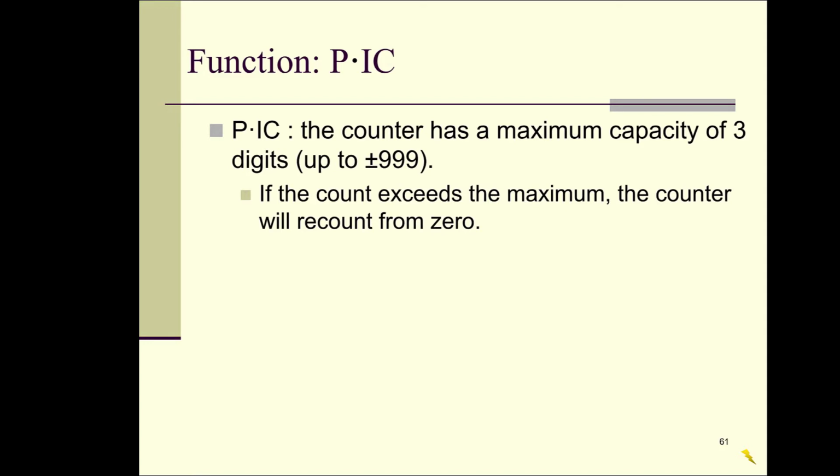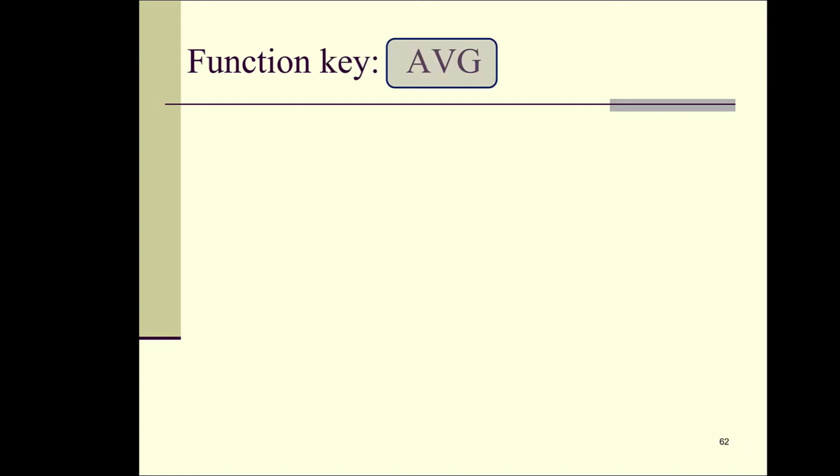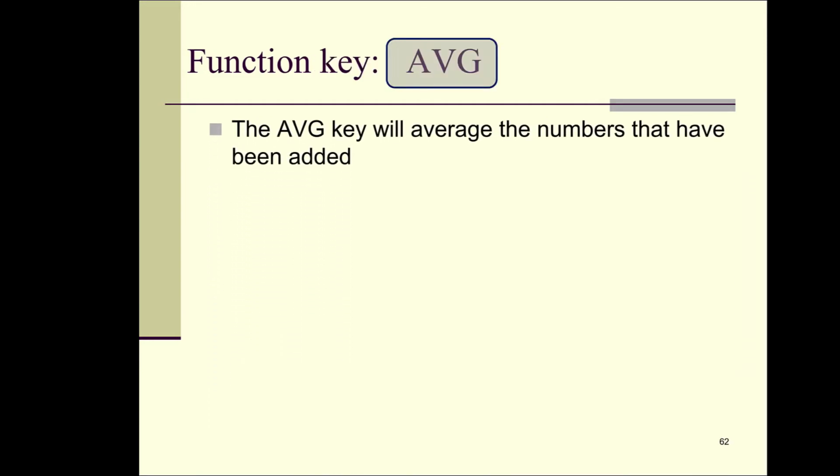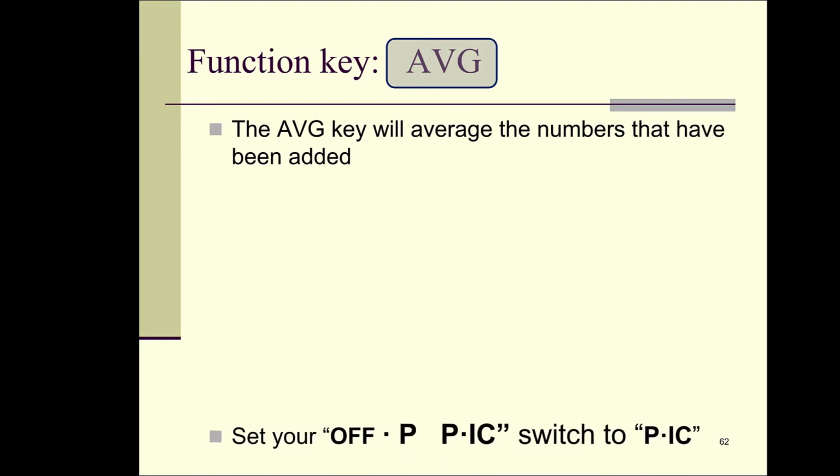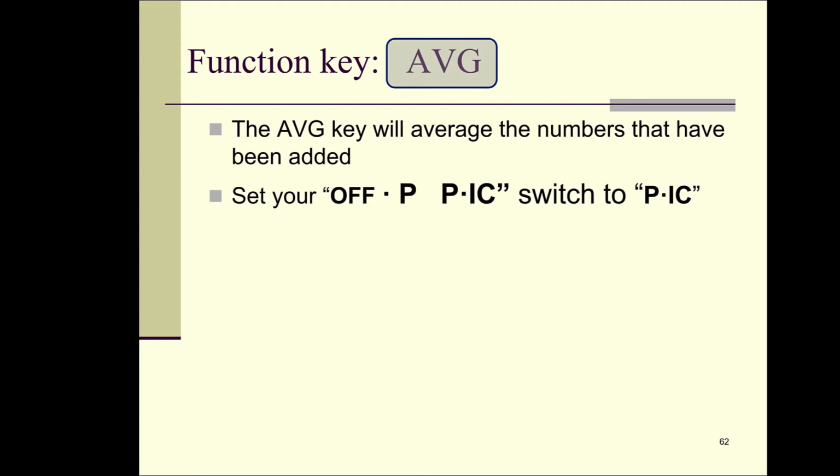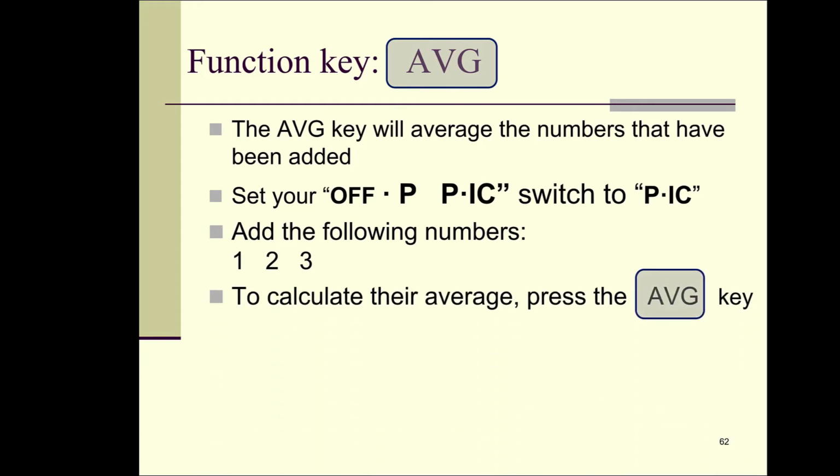So now that we learned about the p.ic switch, we can learn about the average function. The AVG key will average the numbers you have added. But to do that, your calculator has to know how many numbers you have added. And the only way that the calculator knows is if you set the on-off switch to p.ic. So again, make sure your on-off switch is still set to p.ic and add these numbers. Once you're done, to calculate their average, press the AVG key.